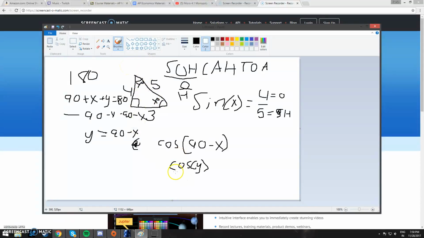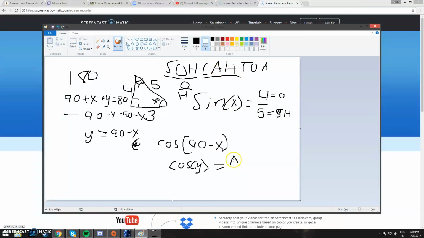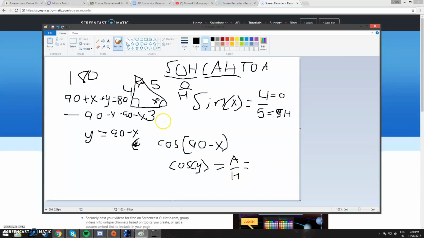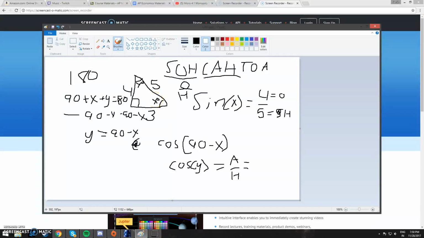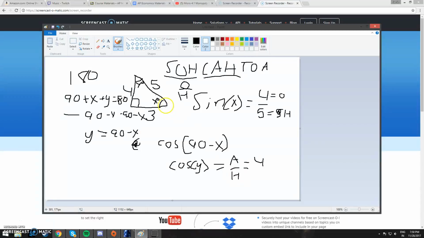So, going back to the problem, the cosine of y, so if we go back to cosine, it's adjacent over the hypotenuse, which is equal to, now we're going off of y because they want the cosine of y. So the adjacent is 4, and the hypotenuse is 5. Okay, that's about it for this problem.